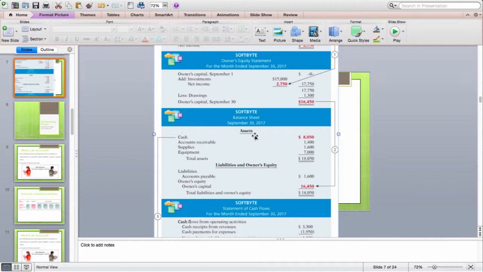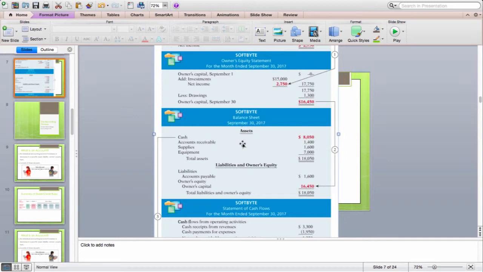Now, the other 2 statements that we just talked about reported activity for a period, for the month of September. And this could be the month of September, a particular month in the calendar year, or it could be a quarter statement. But just remember that the balance sheet is based on a specific date.